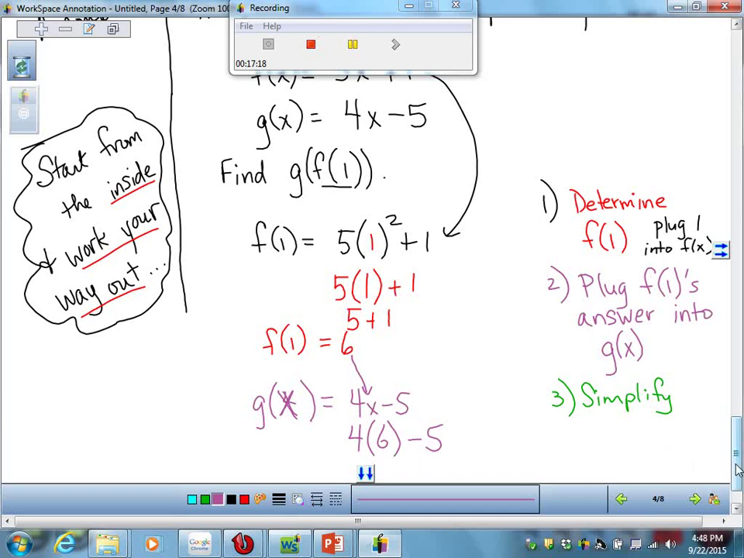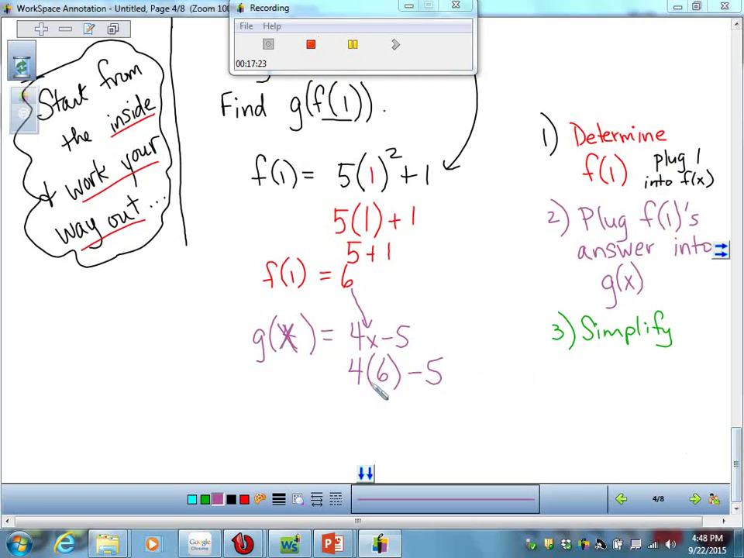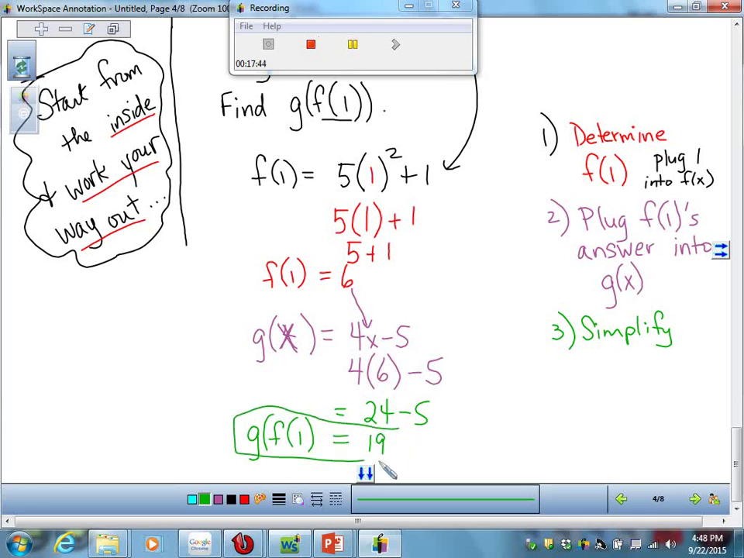4 times 6 is 24. I'm now on the simplify part. 4 times 6 is 24. Take away 5, and my final answer is 19. So g of f of 1 is equal to 19.